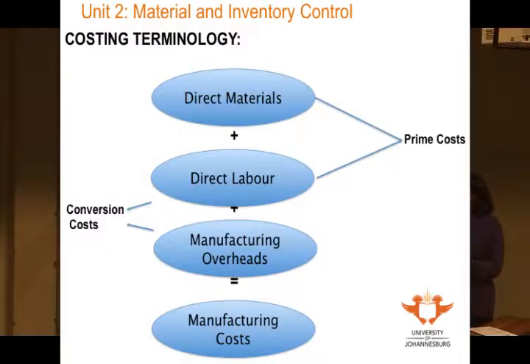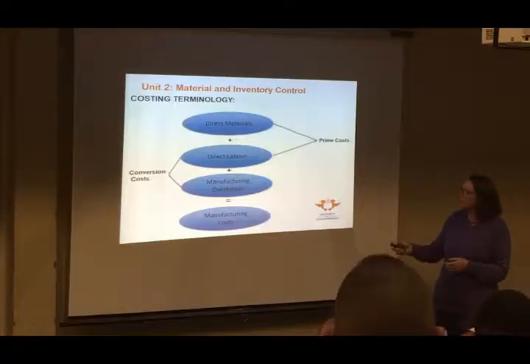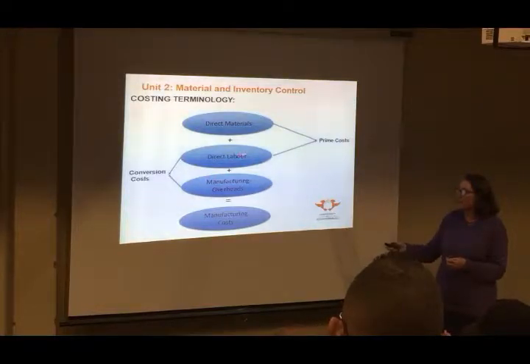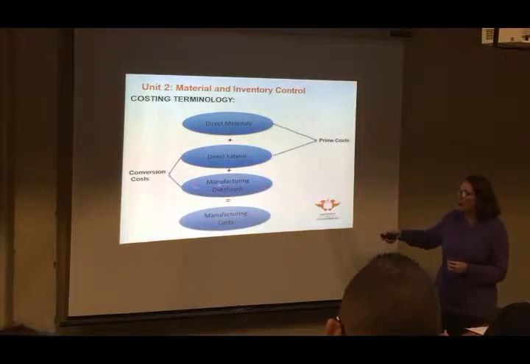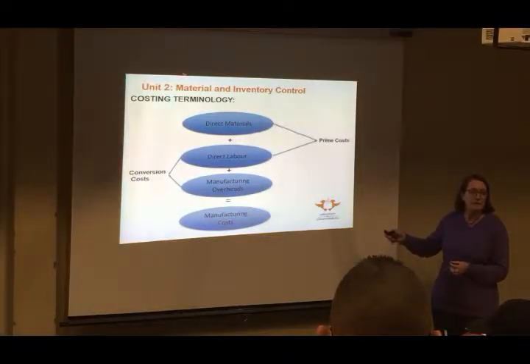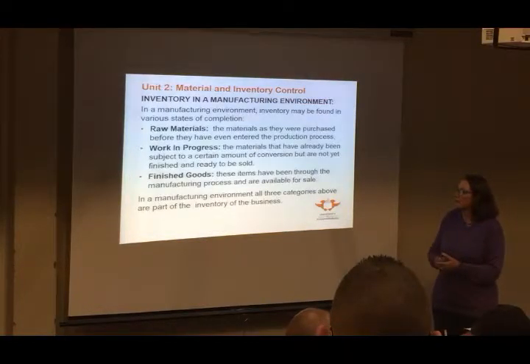Okay. So in looking at the costing terminology, we've got direct materials and we've got direct labor, and these are the prime costs. We did this last week. And then we've got the manufacturing overheads and the combination of the direct labor. This is what we use. We use the labor and the overheads to convert the direct materials to finished goods. So this is the costing terminology we're going to be using, right? So what we're going to be looking at today is the direct materials. Okay, in relation to the costing. Well, we're going to be looking at the others as well.